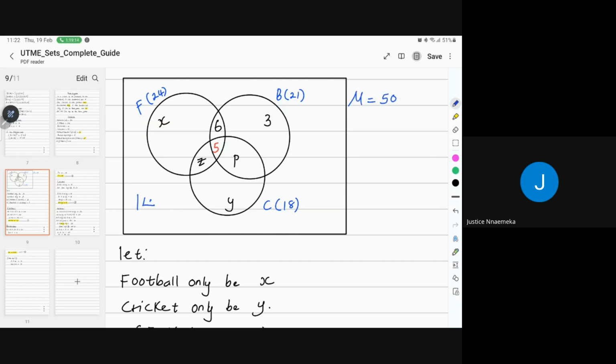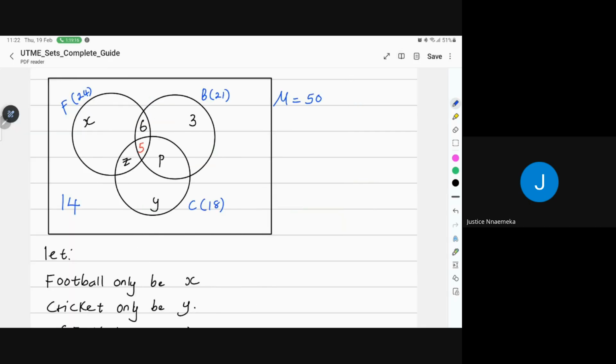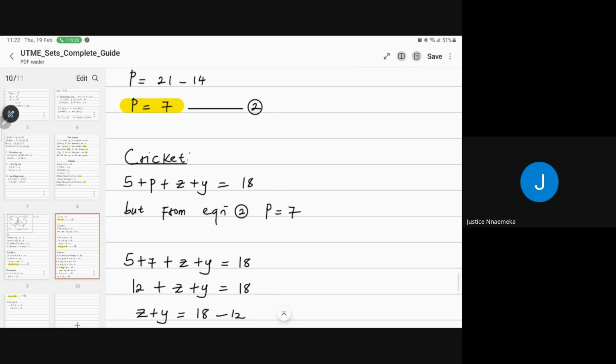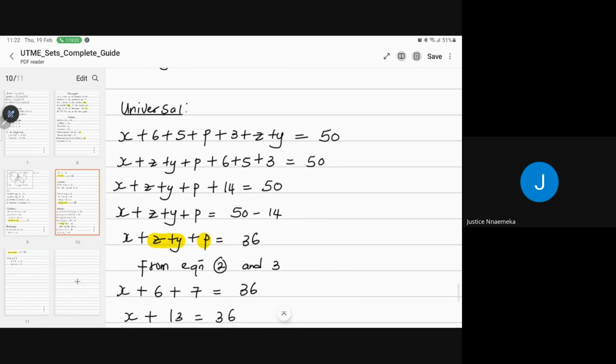So there should be a 14. You cannot have a negative sign there. Which implies that our universal set is not yet complete. We should add our 14 right here. Does it make sense now? So I should have plus 14 is equal to 50. We didn't include those who like neither; it should be part of the universal set.